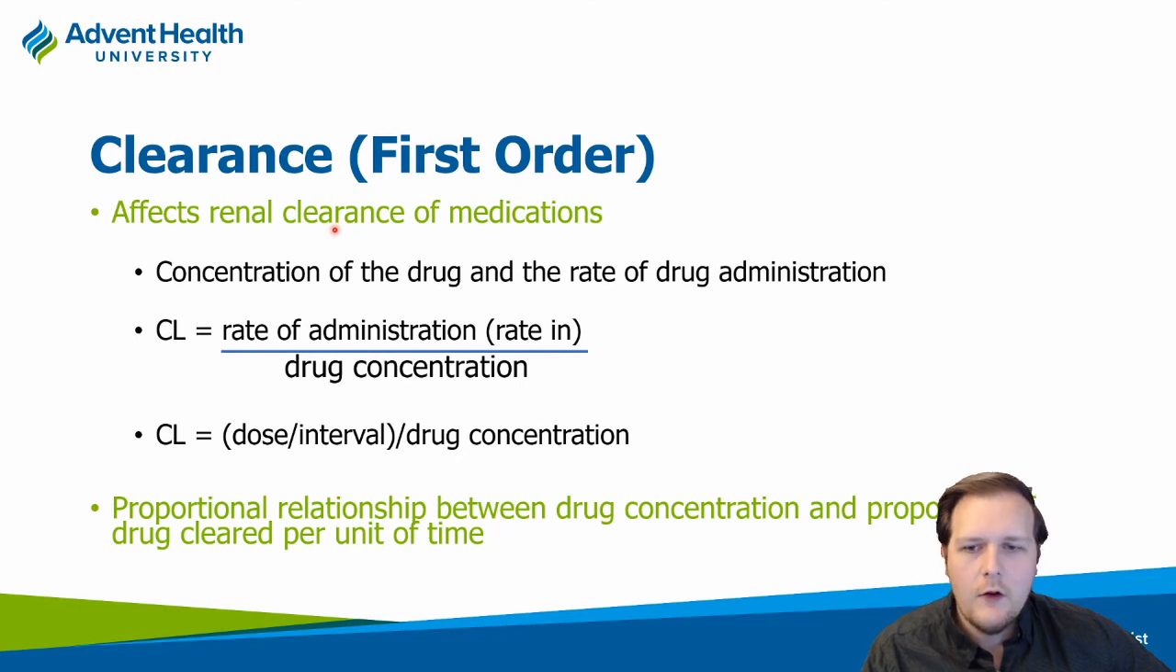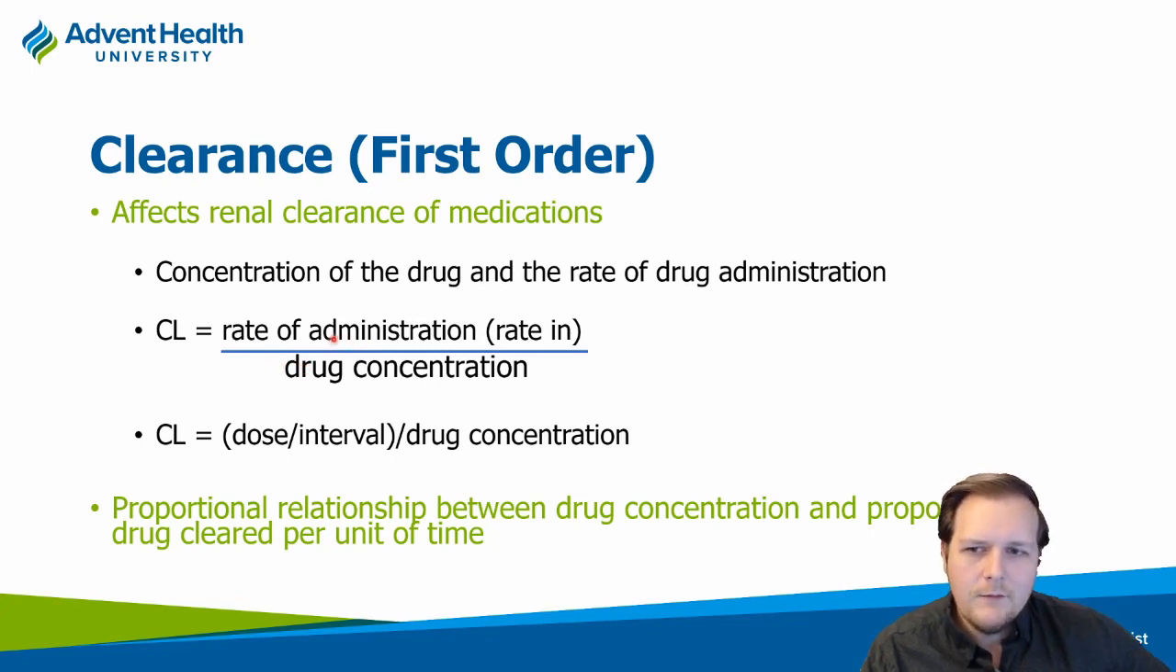Okay. So, as I mentioned, we're going to see that for first order kinetics, the renal clearance can affect this pretty strongly, right? So what we're going to see is that the concentration of the drug and the rate of the drug administration is going to be taken into account here, right? So we're going to find clearance is going to be equal to basically that rate of administration, or the rate of drug we're putting into the system, and then dividing that by the drug concentration. Now, again, we're not going to actually do many calculations based off of this.